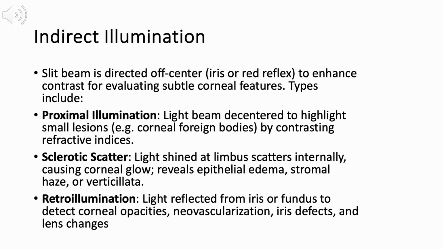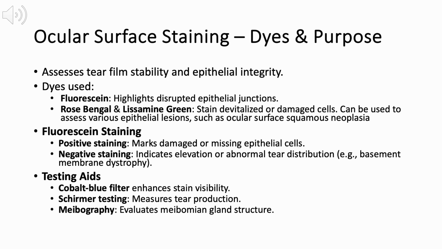Retroillumination uses light reflected off the iris or fundus to backlight anterior structures. It is particularly helpful for detecting corneal opacities, neovascularization, iris defects, and lens changes. Ocular surface staining is a key diagnostic tool used to evaluate tear film stability and epithelial integrity. Several dyes are employed for this purpose.